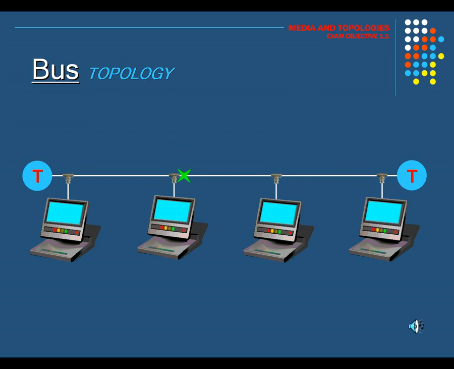One of the advantages of the bus topology is that it is fairly cheap and easy to implement. The disadvantage would be that it requires that the cable be terminated at both ends using terminators.